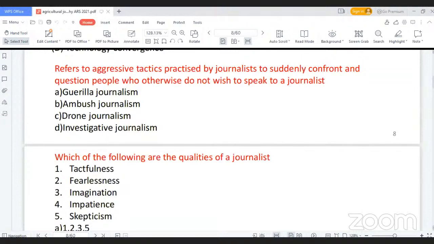Okay. It is one type of journalism, this ambush journalism. Some journalists use aggressive tactics, practiced by journalists to suddenly confront and question people. Okay, I think I explained that wrongly. So actually, what happened? Some political persons may hide their main bad things, the culprit things. But in ambush journalism, the journalist extracts the information through indirect questions or tactical questions. That is called ambush journalism.